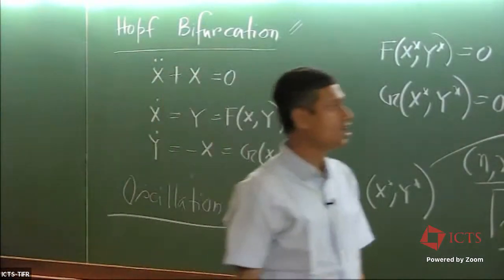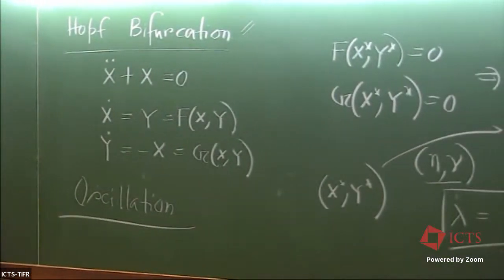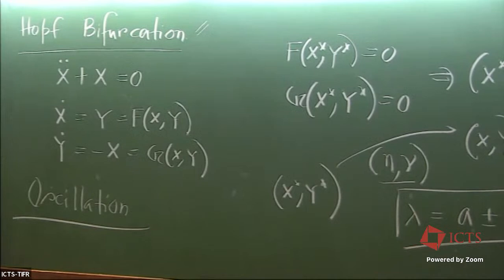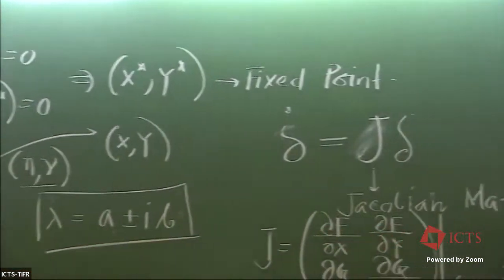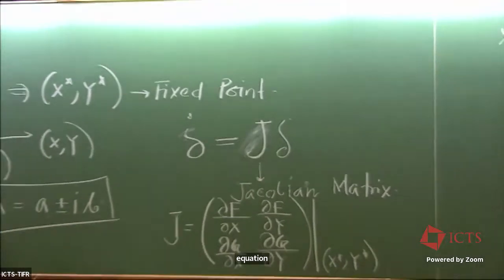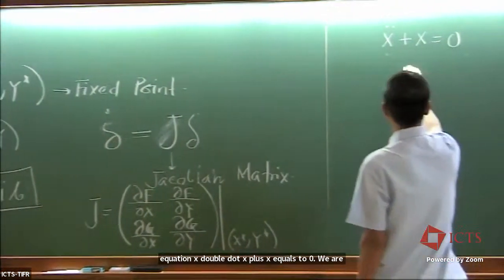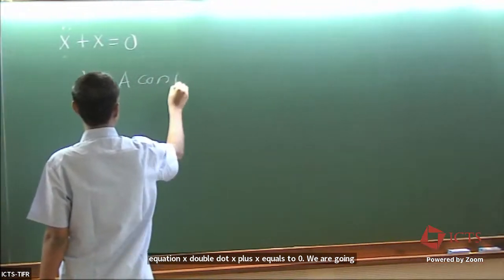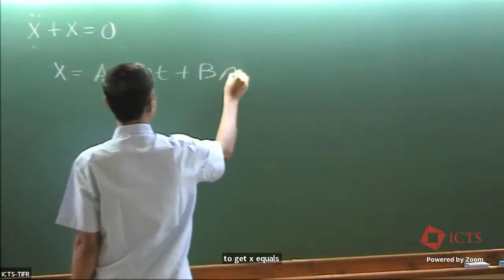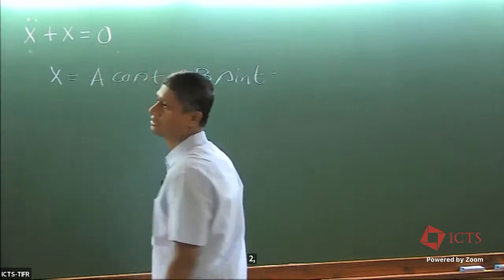Right? The idea of oscillation will come. So if we simply solve this differential equation x double dot plus x equals to 0, we are going to get x equals to a cos t plus b sin t, right?